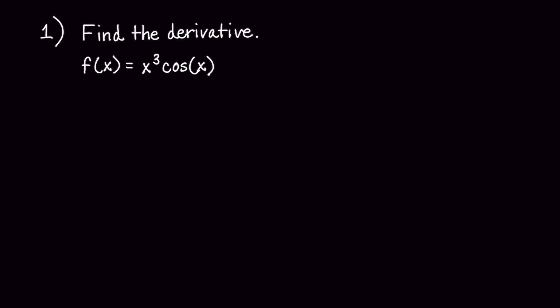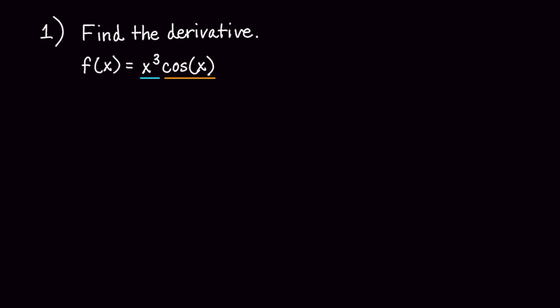For our first example, we're asked to find the derivative of f of x equals x cubed times cosine of x. So we have a product of two functions, the first being x cubed, and the second being cosine of x. So we have to compute this derivative using the product rule.